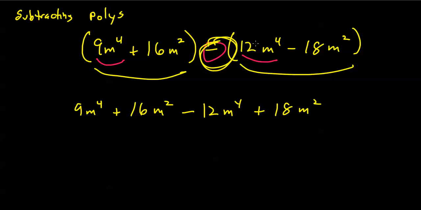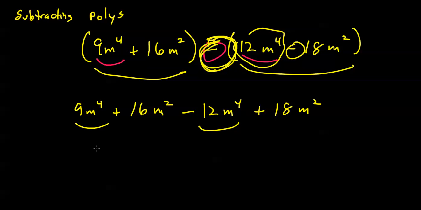Alright, so negative 12m cubed is negative 12m to the fourth power, and minus 18m squared is plus 18m squared. Okay? So that's usually a first step, and we often do that step in our heads. Once I carry through that negative sign through that second polynomial, I can then combine the like terms.